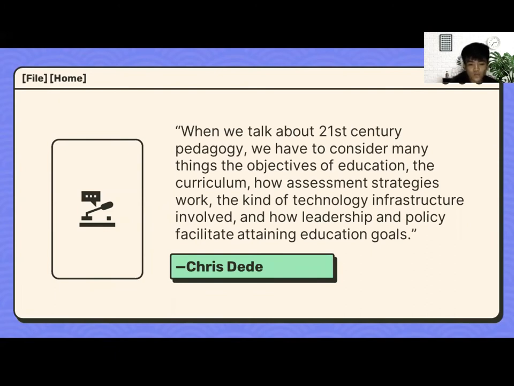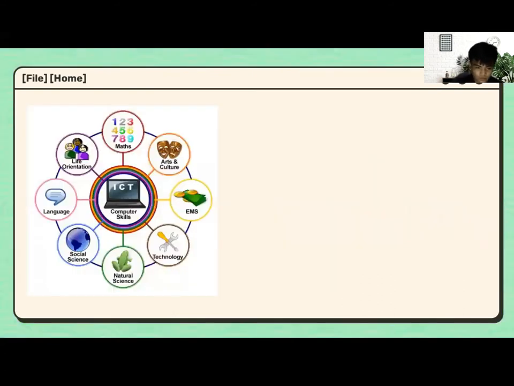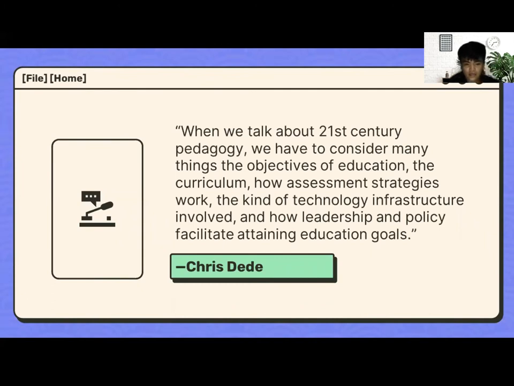When we talk about 21st century pedagogy, we have to consider many things: the objectives of the education, the curriculum, how assessment strategies work, the kind of technology infrastructure involved, and how leadership and policy facilitate in attaining the education goals. So he stated that in the 21st century pedagogy, we the teachers must consider many things to attain the education goals.